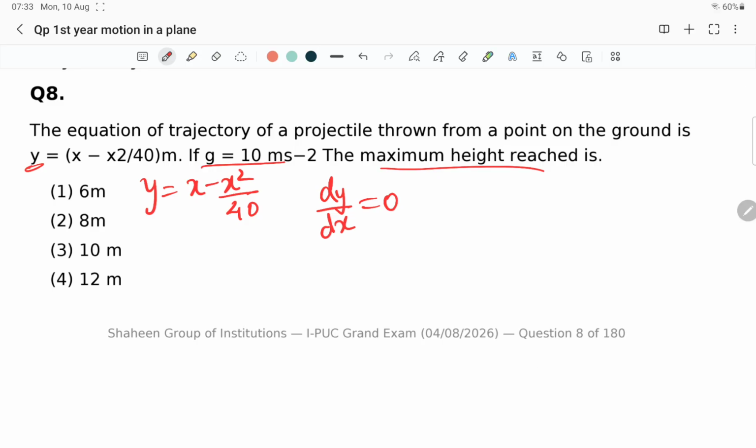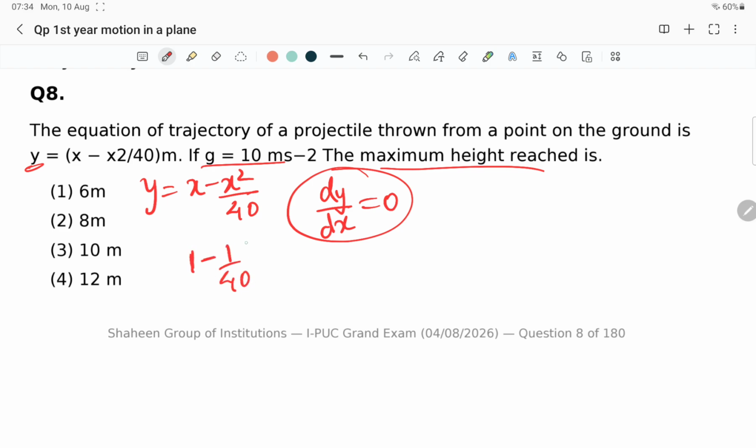I think this was not mentioned in class, but here you can learn: dy by dx equal to 0 is what you have to do whenever he asks for a maximum value. So now when I do dy by dx to this equation, what does it become? It becomes 1 minus x square 1 by 40.